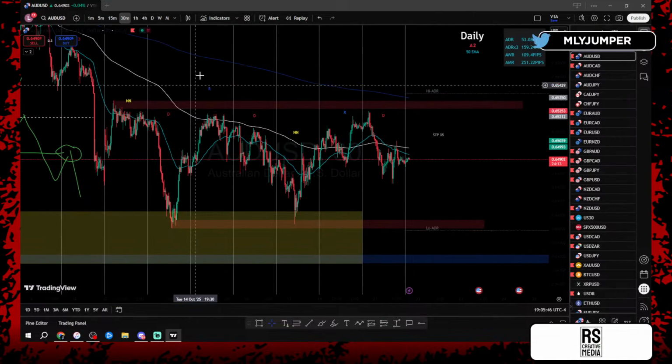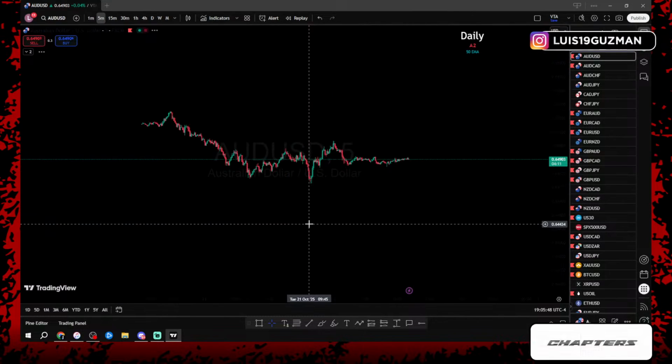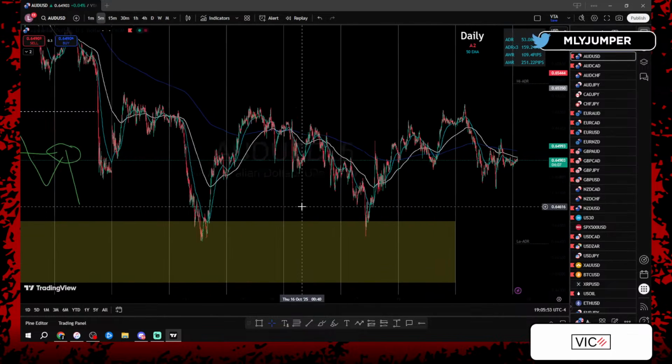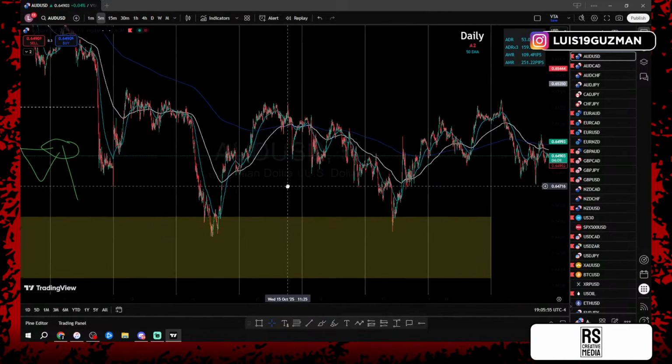Now we go into the lower time frame. Price, we know, gave us the higher low. So what do I want to see on the lower time frame? I want to start seeing higher highs and higher lows.